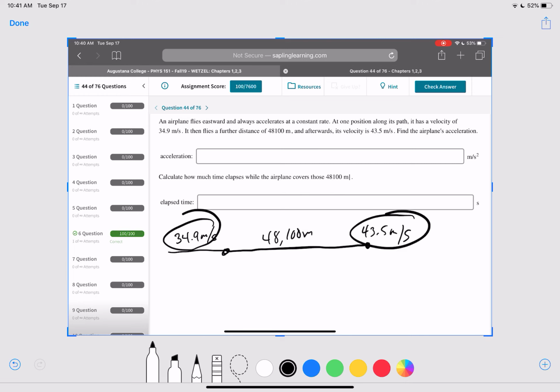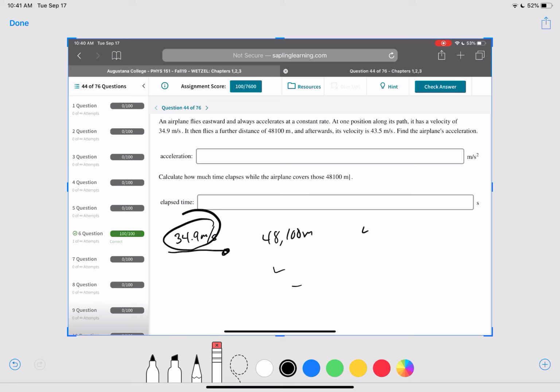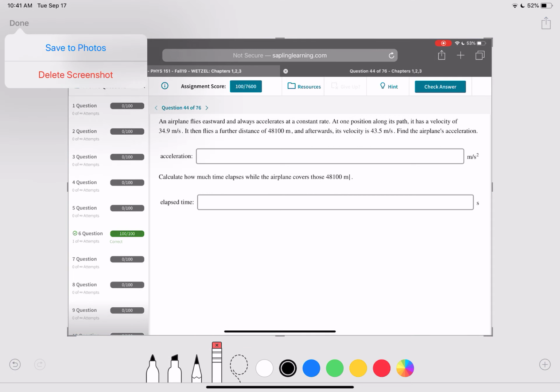So you can use v final squared is equal to v0 squared plus 2ax. Your initial velocity is 34.9. Your final velocity is 43.5. Your distance is 48,100. Solve for a. That'll be your acceleration. Once you have your acceleration, you can do v equals v0 plus at to solve for the time. Okay, delete.